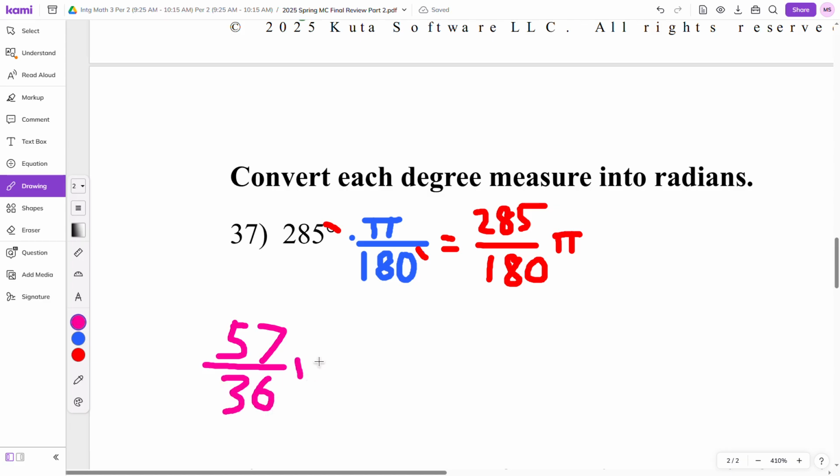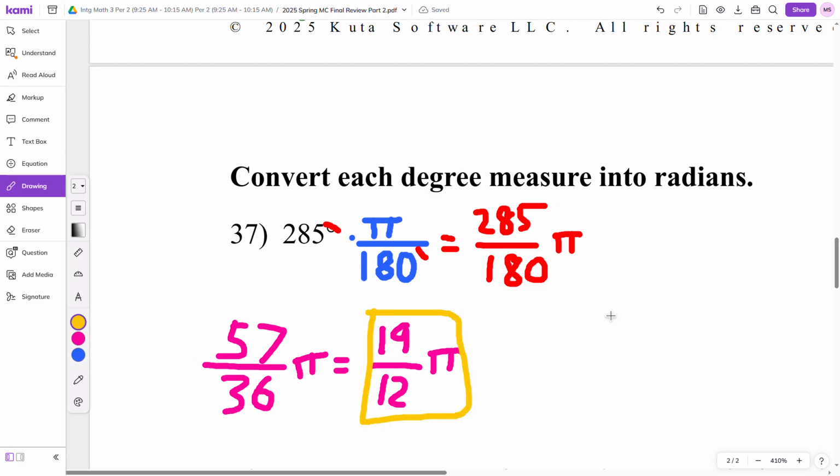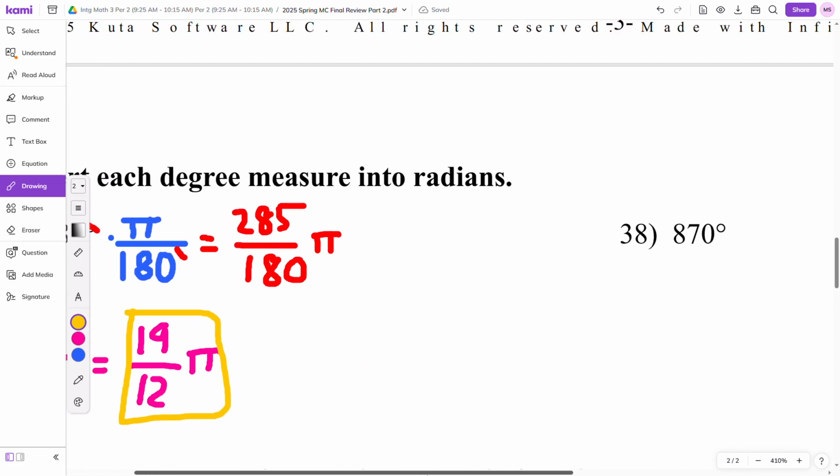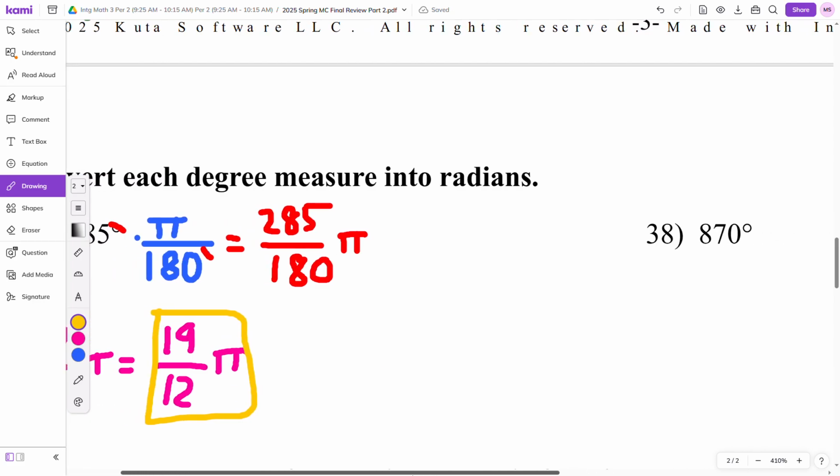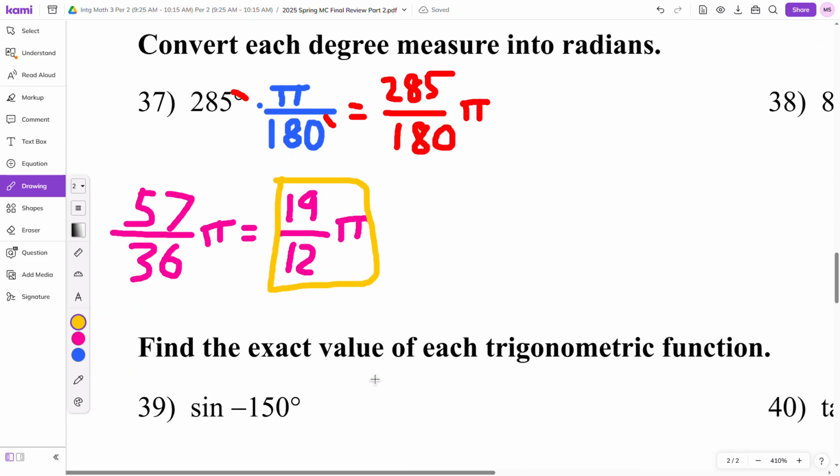Now I can also see that they're both divisible by 3 because their digits add up to numbers divisible by 3. 5 plus 7 is 12, which is divisible by 3. And 3 plus 6 is 9, which is divisible by 3. So I'm going to divide top and bottom by 3, and I'm going to get 19 over 12. And 19 is a prime number, so I know it can't be simplified anymore. So those are relatively prime, and that is our answer. And I'll trust you to do the same thing with that one over there. And I'm going to move on.